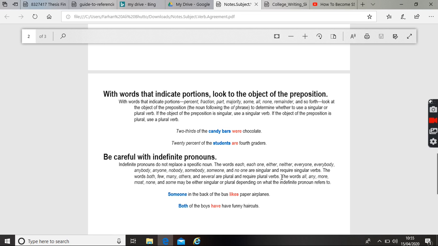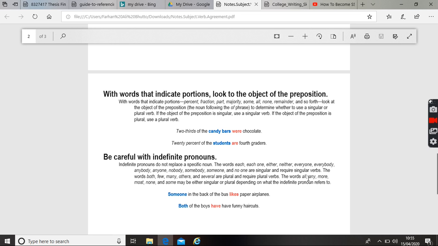And the last rule with indefinite pronouns is that the words all, any, more, most, none, and some may be either singular or plural depending on what the indefinite pronoun refers to. So if you have these words like all, any, more, most, none, then you need to know what the subject is. That depends on the subject. Most of the time, if the subject is a countable noun, the verb has to be plural. Countable nouns are the nouns which can be counted. For example, if you're saying all of the students, you can count the students.